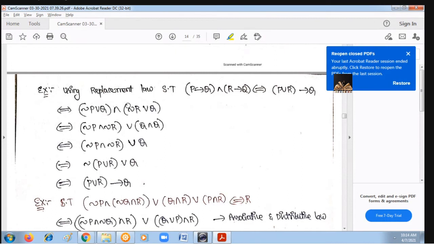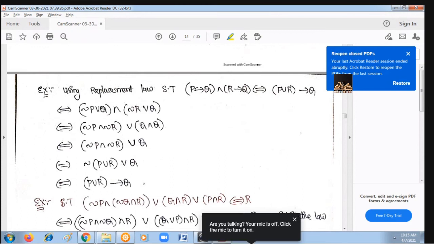What is your LHS? P tends to Q and R tends to Q. When you are given a compound proposition, if you find any conditional or biconditional statement, first you try to remove them. P tends to Q is equal to negation P or Q. I can write this P tends to Q as negation P or Q, and this R tends to Q can be written as negation R or Q. Clear? Next.